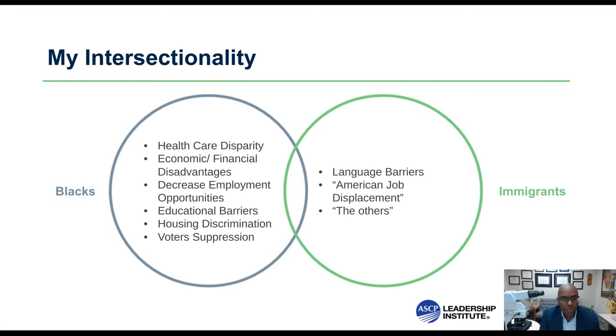Black and African Americans suffer from healthcare disparity, economic and financial disadvantages, decreased employment opportunities, some educational barriers, housing discrimination in some cases, voter suppression, to name a few. And while the U.S. is primarily a nation of immigrants, biases and discrimination against newcomers have always existed in this country. Immigrants can be perceived as taking employment that would have gone to U.S. citizens, and often seen as them, the others, you people. And beyond the color of our skin, having an accent like me automatically places you in this category of others.